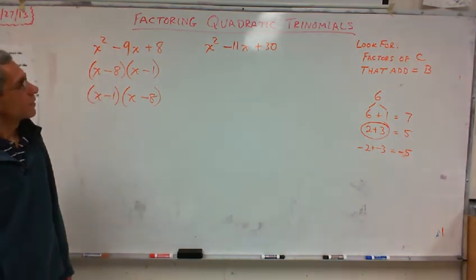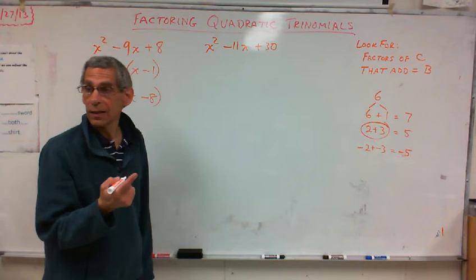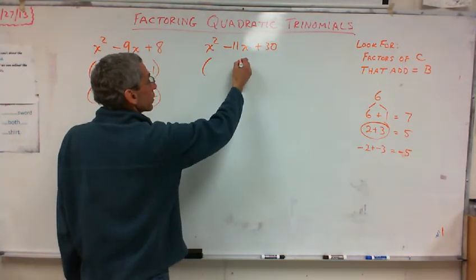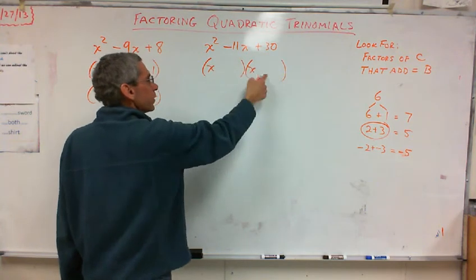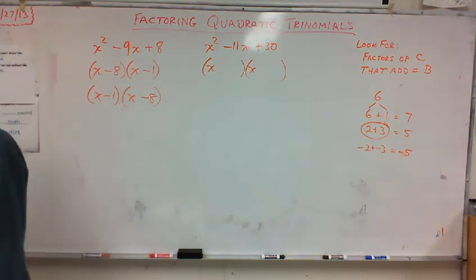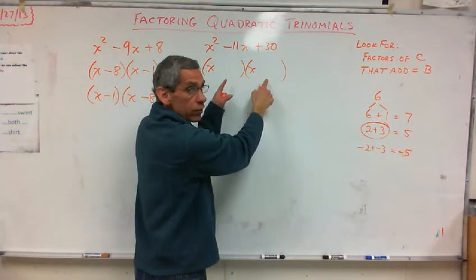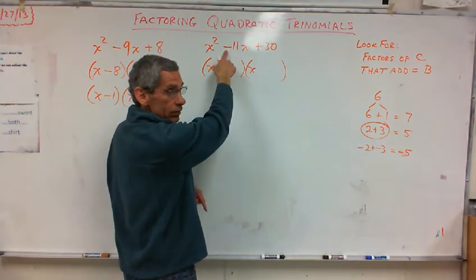x squared minus 11x plus 30. Before I even figure out my factors, I can set up the parentheses, and I know this is going to be this, and this is going to be this. What do I know about the signs right now? They are both negative, because the signs have to be the same. Both of them have to be positive or both of them have to be negative. But that says they're both negative.